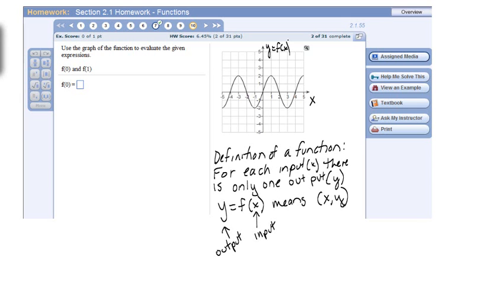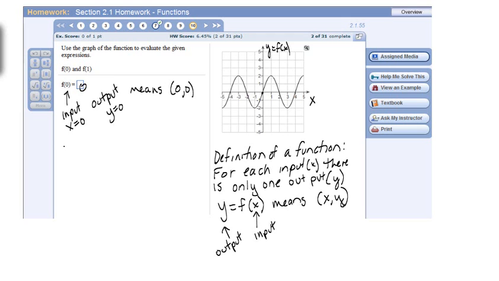So f of 0 means that the input is 0. Input is x equals 0. So go to x equals 0 on my graph. You get this point right there, and you can see the y value, the output at that point, is also 0. So that is what you write on the outside there. I couldn't fit it in there, but the answer, f of 0, is 0. This means the point (0, 0). So the answer to the first one is 0.